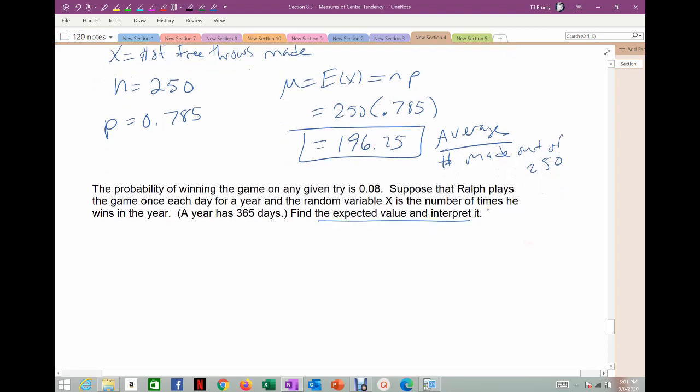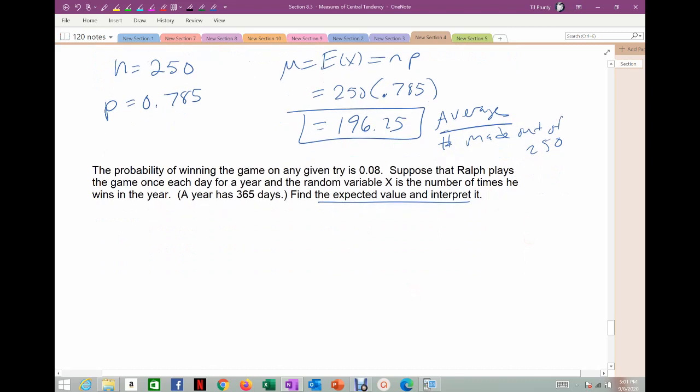All right, find and interpret. Like the last example. Probability of winning a game on a given try is 0.08. So you have an 8% chance of winning a game, right? Suppose Ralph plays a game once each day for a year. There are 365 days in a year. X represents the number of times he wins. Find the expected value, interpret it.